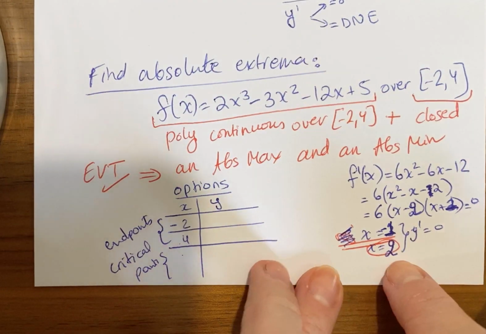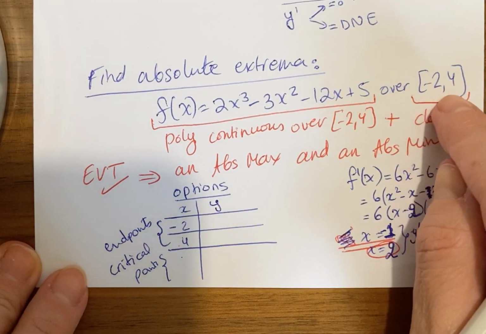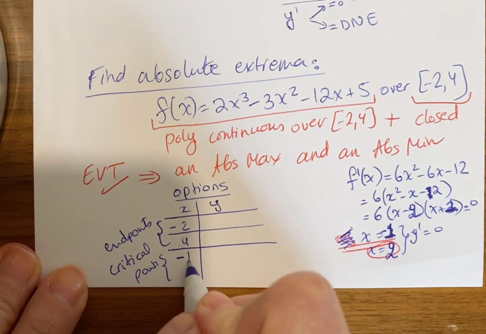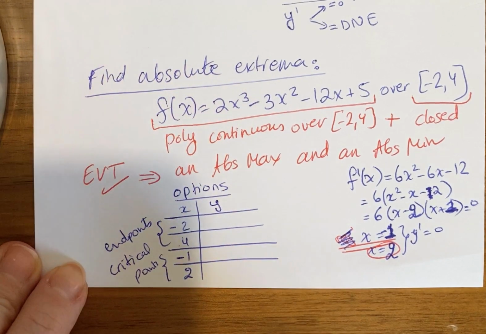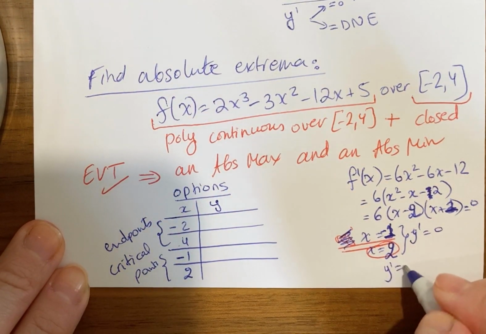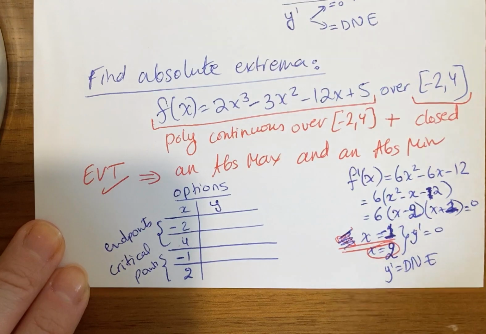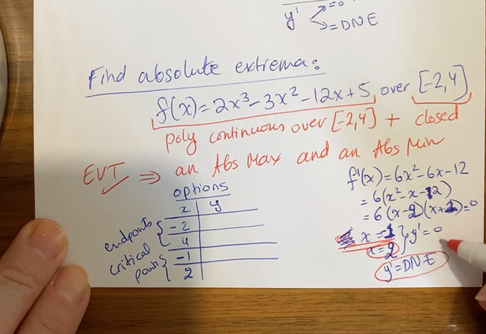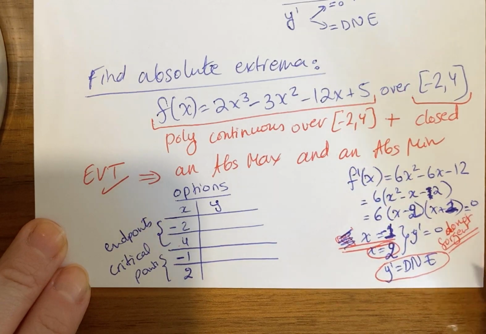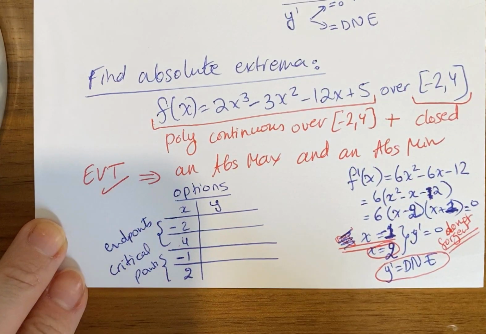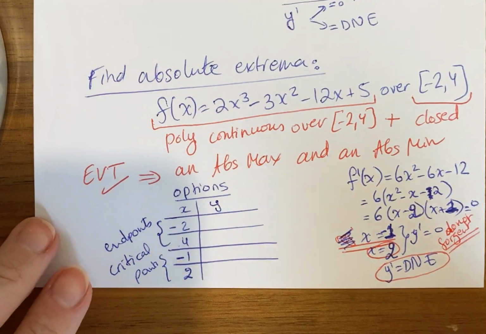Both -1 and 2, both of them are in my interval. So perfect. How many critical points do I have? 2. The second thing I look at is y prime does not exist. Common mistake. Students forget it. Do not forget this. So those are my options.